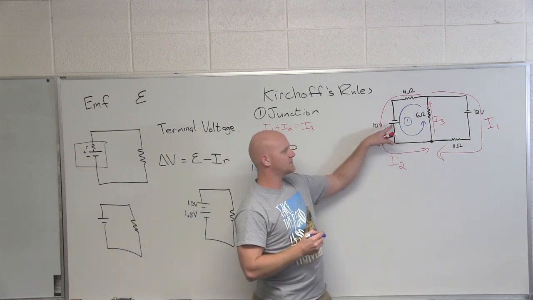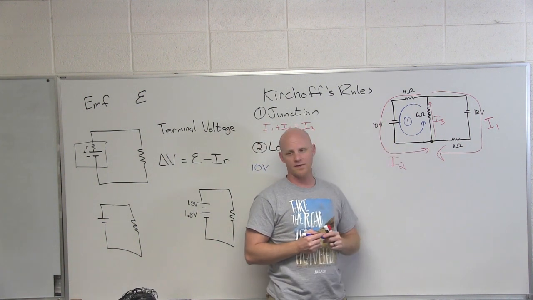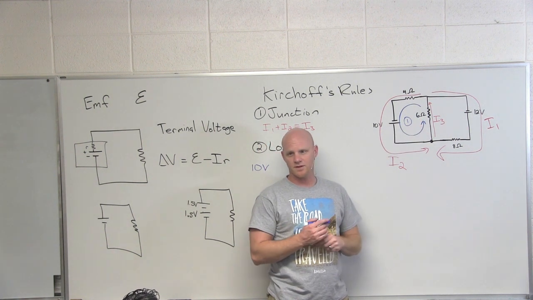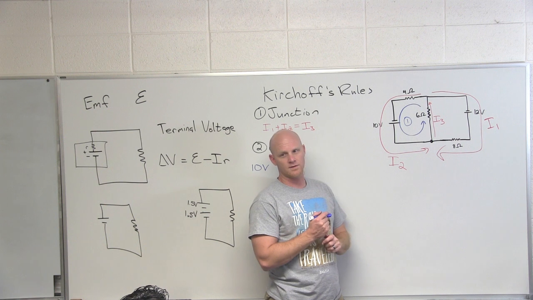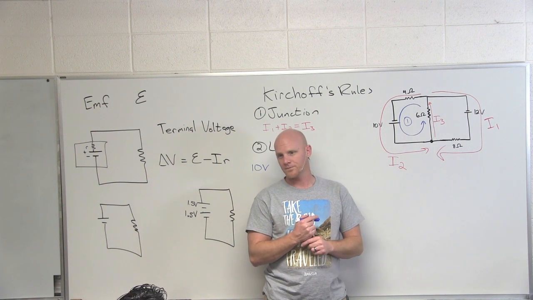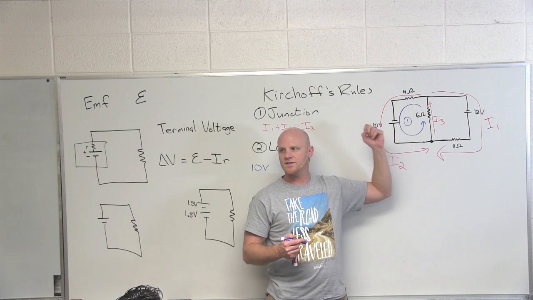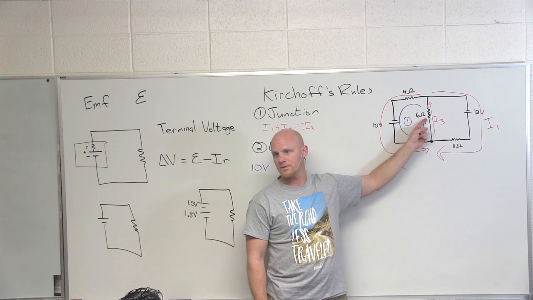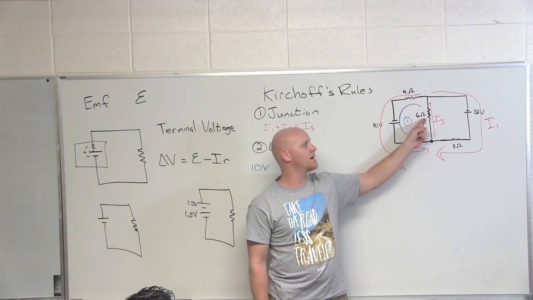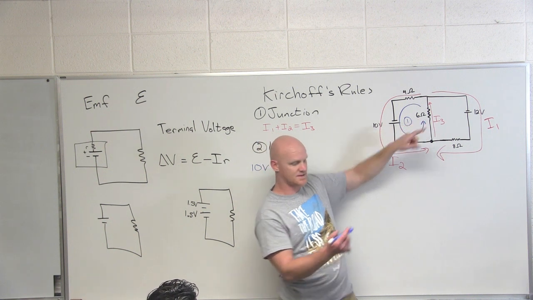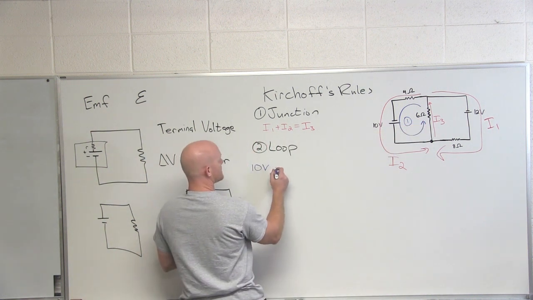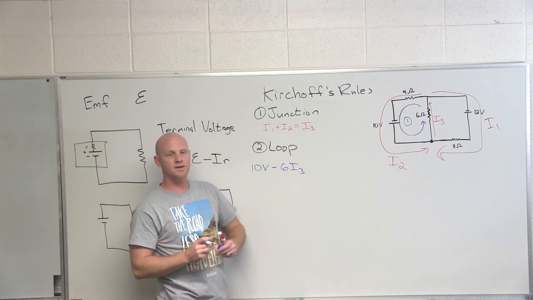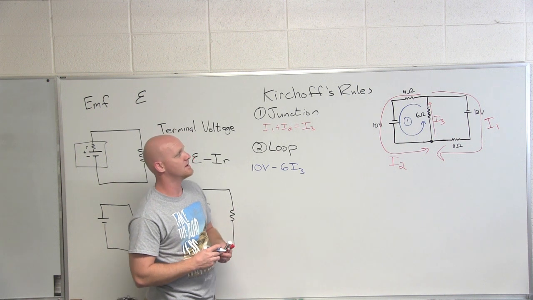In loop number 1, what's the next circuit element we hit as we go around starting with that battery? 6 ohm resistor. What current is flowing through the 6 ohm resistor? 1, 2, or 3? 3. So we've got I3 flowing through there. What is the formula according to Ohm's law for the voltage drop across a resistor? Delta V equals IR. In this case it's I3, and the resistance is 6 ohms, so we'd have a voltage drop of minus 6 ohms times I3. I'm going to leave the units out of here just to not clutter these equations up too much.